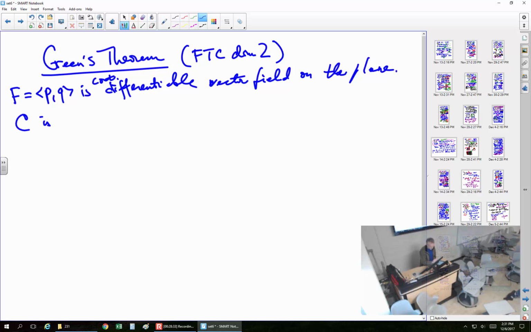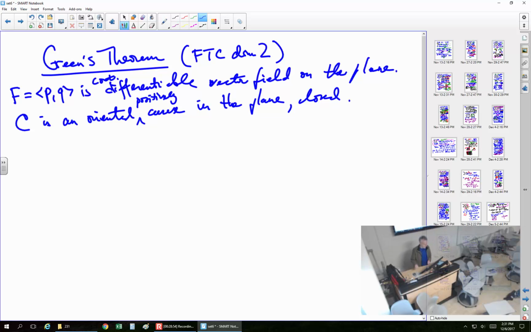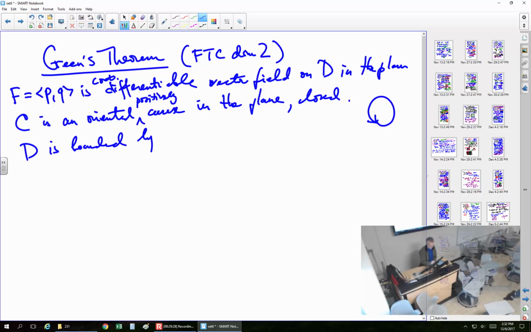C is a curve in the plane, again closed, oriented, let's say, positively. Positively means that it simply goes counterclockwise. Now, let me correct myself. The vector field is a differentiable vector field on a region D in the plane, and D is bounded by C. So this is my C, and what's inside is D.